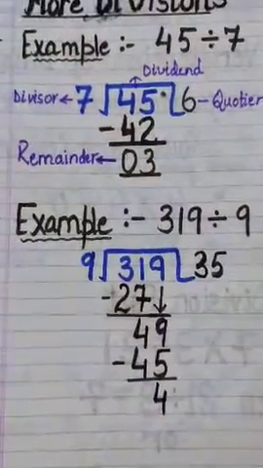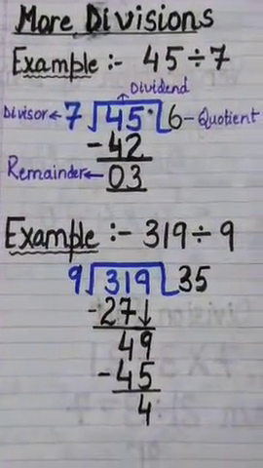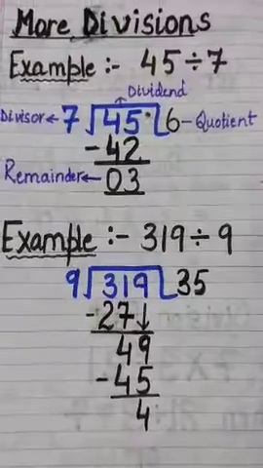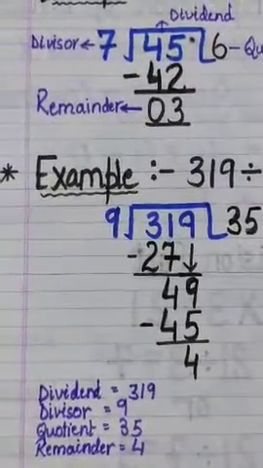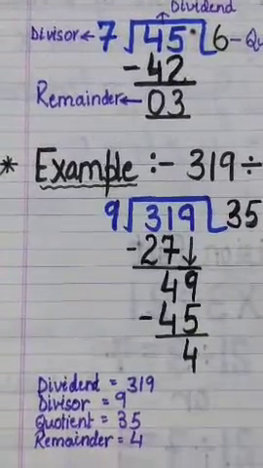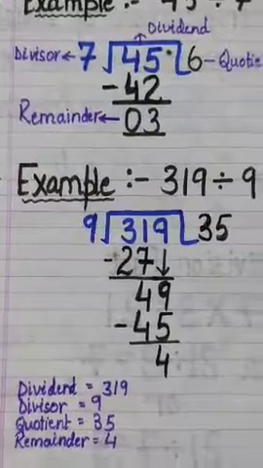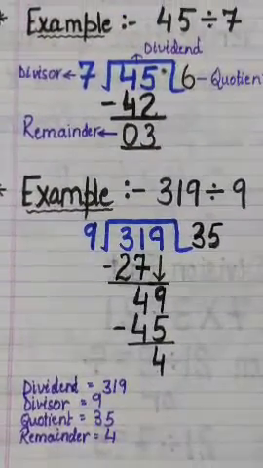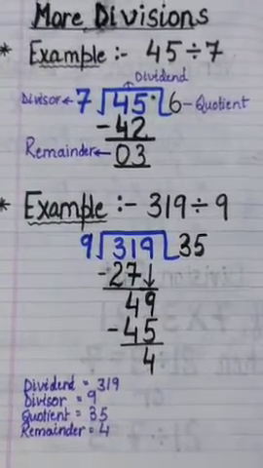Children, you need to be very careful while copying the numbers. Numbers should lie one after the other. This makes the sum clear. So value for dividend is 319, divisor is 9, quotient is 35, and remainder is 4. Now we will move further with the other example and other concept of division.